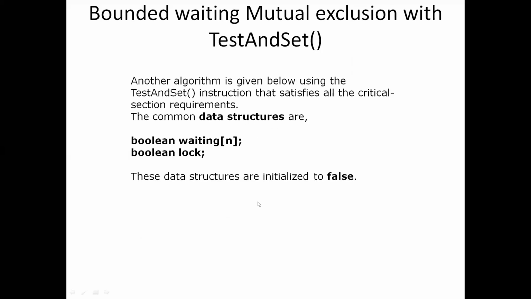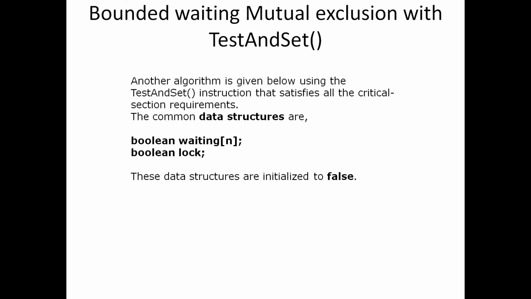Okay, we have discussed the test and set instruction and the swap instruction, which satisfy the mutual exclusion requirement, but they don't satisfy the bounded waiting requirement of the critical section solution. Whatever solution we give for the critical section problem should satisfy all three properties: first is mutual exclusion, next is progress, and the other is bounded waiting.